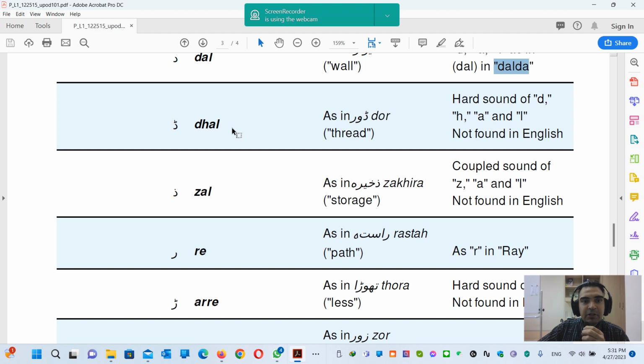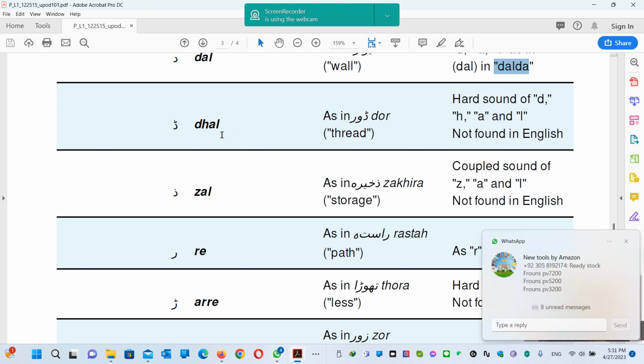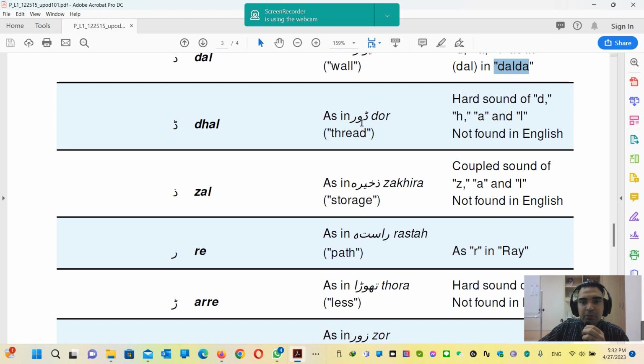Then we have dal. Dal is like in door. In Urdu, the word dor means thread. It means thread in English, but in Urdu, the initial component used for pronouncing the word is dal. This dal is a sound that is different from the earlier dal. It is sort of a more heavy sound.